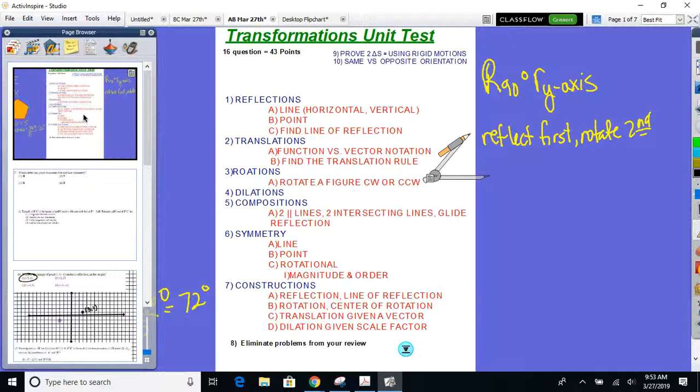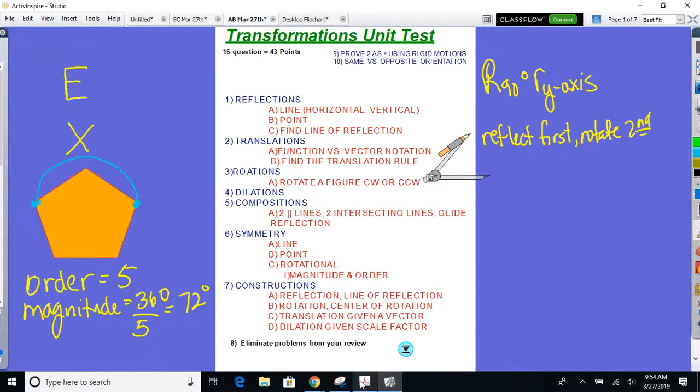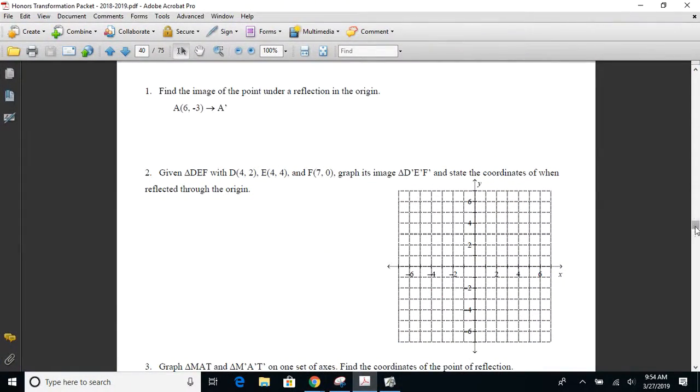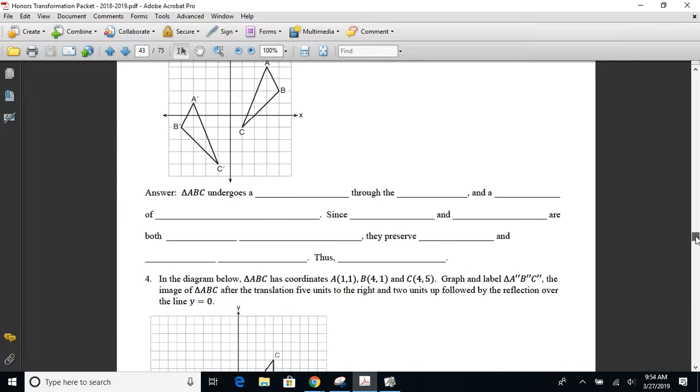All right, two more things. Two more, and then I'll let you go on your own. Prove two triangles are congruent using rigid motions. Remember that day? Remember? Undergoes a rotation of 180. Rotations are rigid motions that preserve distance and angle measure. Thus, henceforth, subsequently, the triangles are congruent. Okay? You do have practice with those in the back of your unit review. Okay, so you do have practice there.